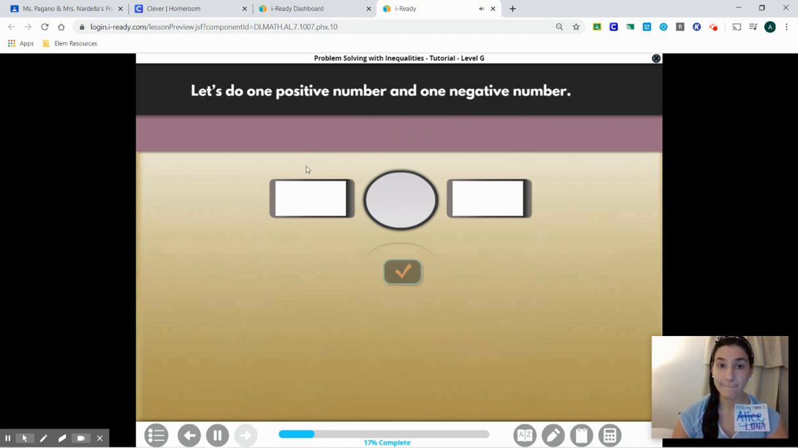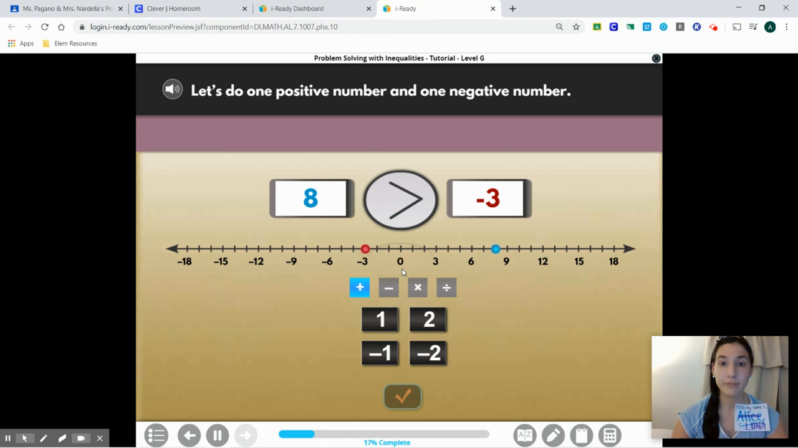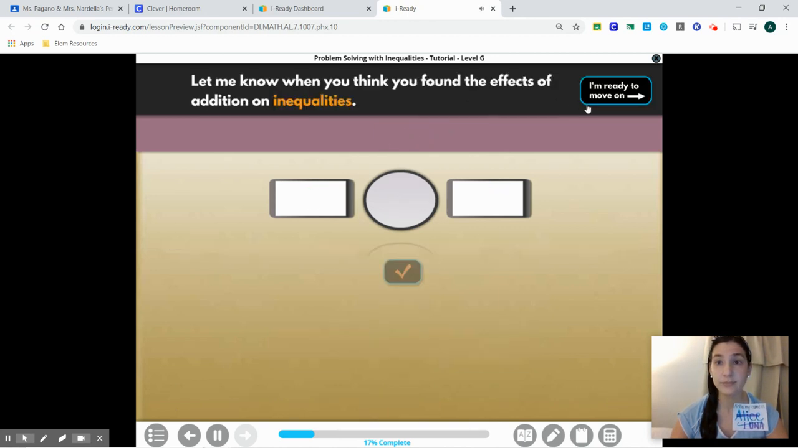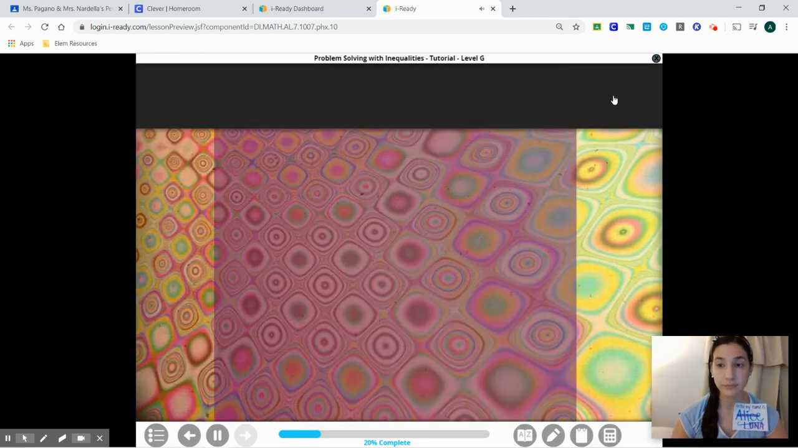Let's do one positive number and one negative number. Okay, here we go. Let's try 8 and -3. Okay, we see that 8 is greater than -3. And let's try adding a -1, or subtracting 1 from both sides. 8 plus -1 is 7. -3 plus -1 is -4. We see that we added -1 to both sides, but our inequality symbol did not change. Let me know when you think you found the effects of addition on inequalities. Let's move on. Let's see what you found out.